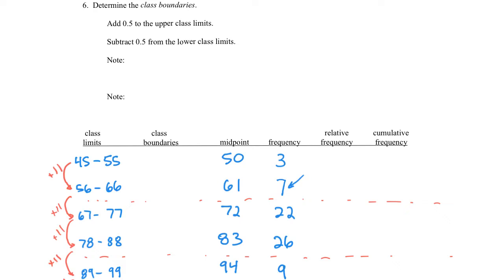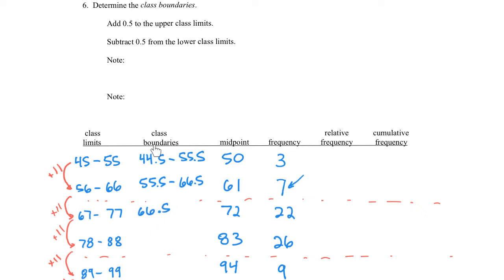So when we do that, we get something like this. So 45, I'm going to subtract 0.5, I get 44.5. Now 55, I'm going to add 0.5, so I get 55.5. Likewise over here with 56, I subtract 0.5 and get 55.5. 66, I add 0.5 and get 66.5. Then over here with 67, I'm going to subtract, get 66.5. And you'll notice when you do this, as you go, these numbers are the same. These are the same, and these are the same.